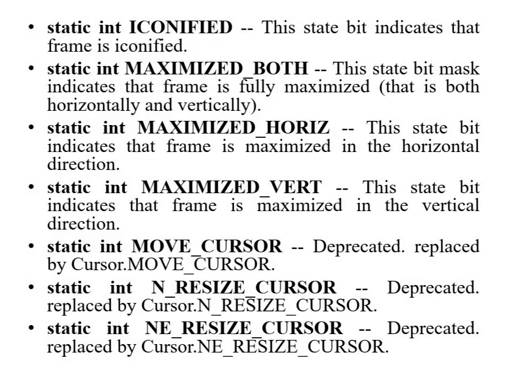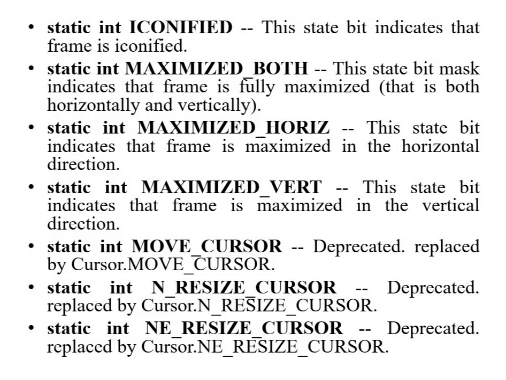Static int ICONIFIED. This state bit indicates that the frame is iconified. Static int MAXIMIZED_BOTH. This state bit indicates that the frame is fully maximized, both horizontally and vertically. Static int MAXIMIZED_HORIZ. This state bit indicates the frame is maximized in the horizontal direction. Static int MAXIMIZED_VERT. This state bit indicates that the frame is maximized in the vertical direction.